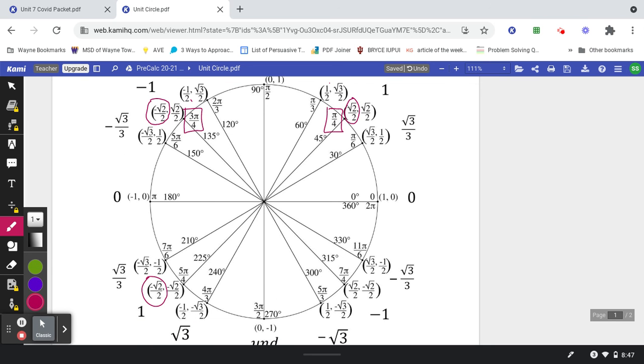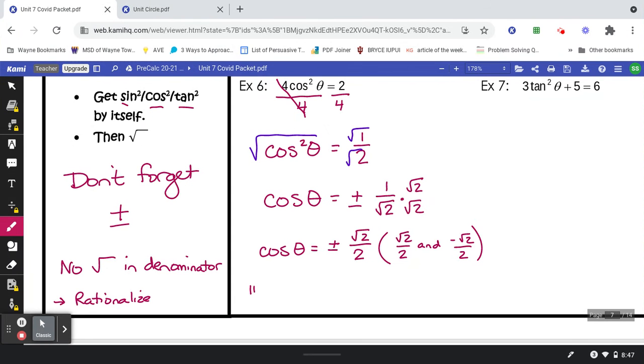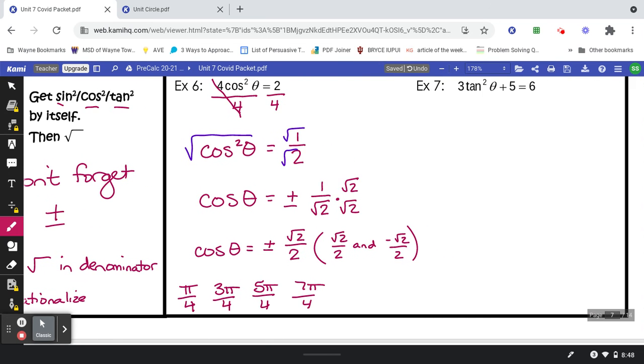Here we are again. And the last one, 7 pi over 4. All right, I'll jot those all down as my answers. Pi over 4, 3 pi over 4. And these can go in any order, it's fine. They're just a list of answers. Okay, good.